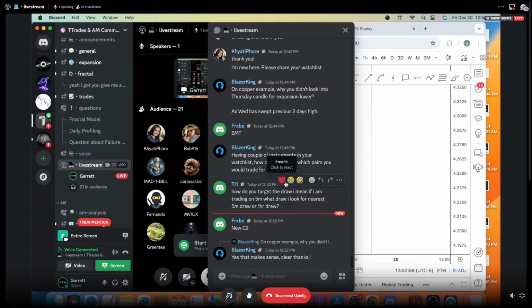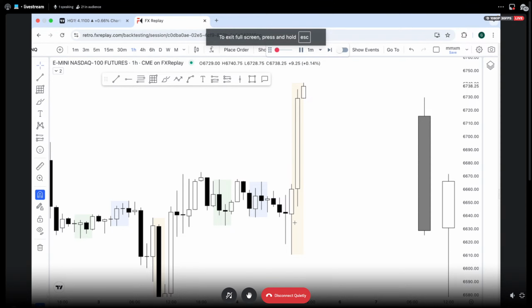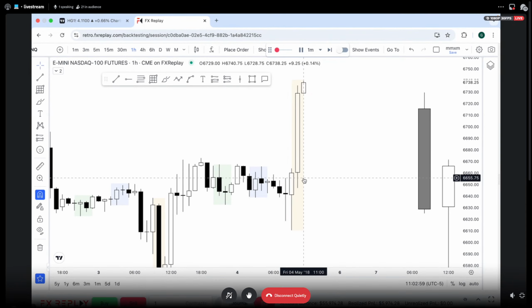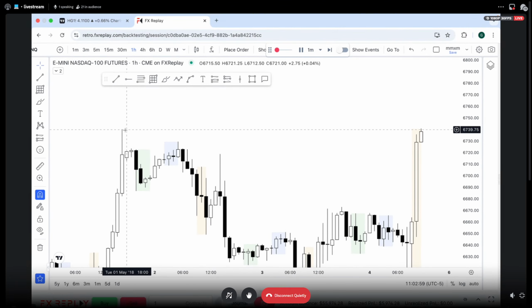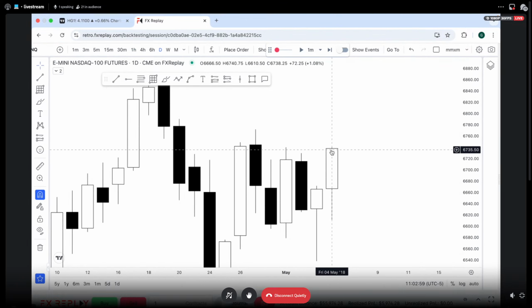How do you target the draw? I mean, if I am trading on 5 minute, what draw do I look for? So ideally, it's going to be like unestablished highs of the day. So like if I go here, I had this manipulation. My first target goes to the hourly. So really, your target's going to be the hourly time frame and whatever higher time frame draw you have. So this is like the daily high right here, right? So stuff like that.